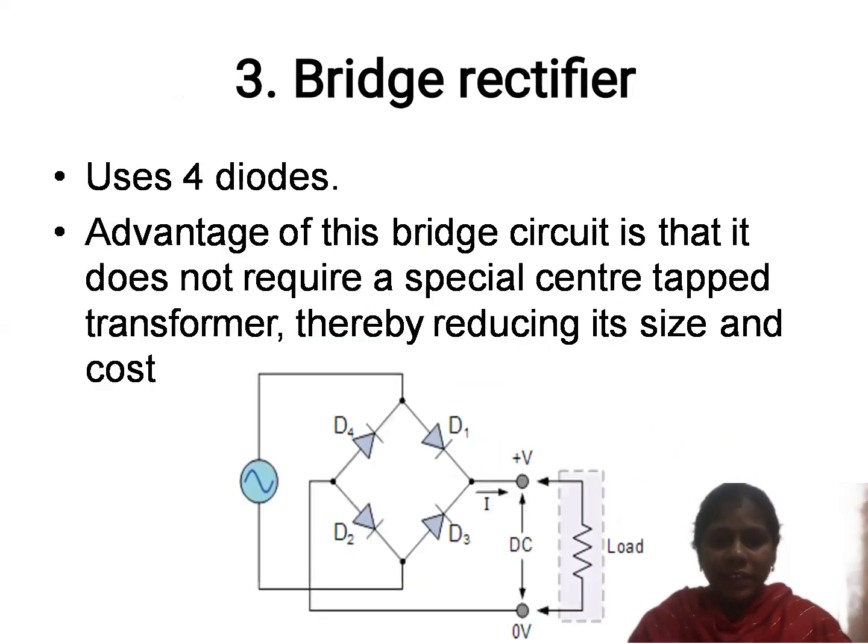Next, whenever a negative cycle is applied, diodes D3 and D4 act as forward biased, and D1 and D2 act as reverse biased. When D3 and D4 act as forward biased, the negative cycle flows through diodes D3 and D4 and through the load resistor in the same direction as the previous current. So during the positive cycle, diodes D1 and D2 act as forward biased, and during the negative cycle, diodes D3 and D4 act as forward biased.